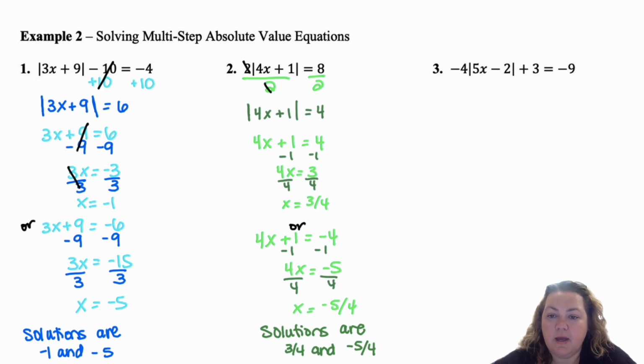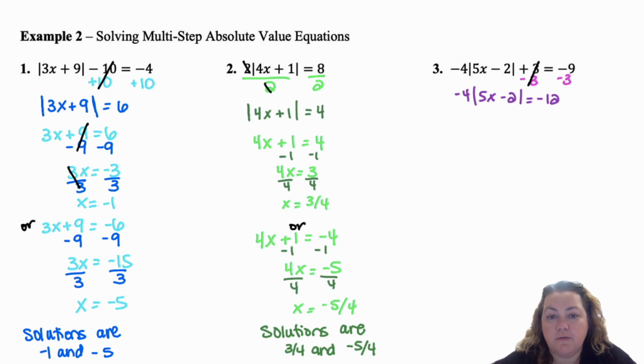All right, number 3, I have negative 4 times the absolute value of 5x minus 2, plus 3, equals negative 9. Again, I want to isolate the absolute value part, so I've got to get rid of that 3 and the negative 4 before I can separate into two equations. So I'm going to move the 3 first by subtracting 3 on both sides. That gives me negative 4 times the absolute value of 5x minus 2 equals negative 12.